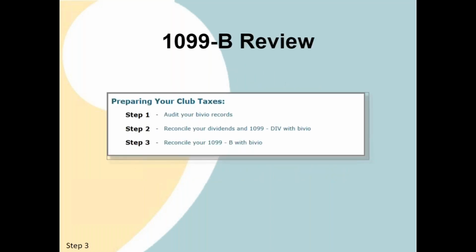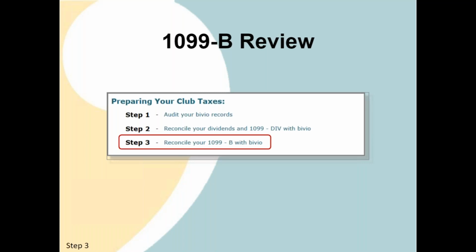When you finish the second step and have finished comparing and correcting your dividend entries, you'll return to the tax prep screen. You'll see that step 3 is now showing. It also involves comparing a bivio report with a 1099 form. In this case, your 1099-B, which reports your capital gains and losses. Just like the dividends, we have a review form that looks similar to what you'll be getting from your broker that will allow you to do this.